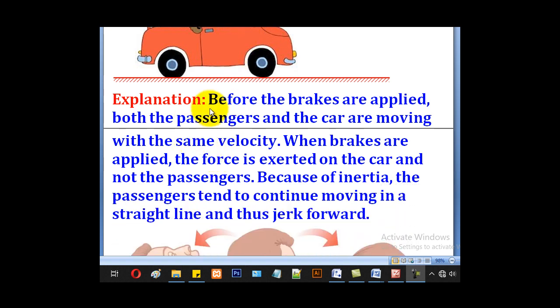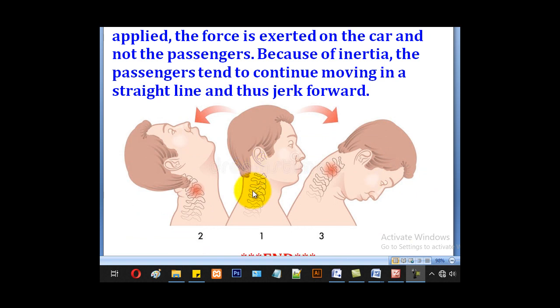So before the brakes are applied, both the passengers and the car are moving with the same velocity. When brakes are applied, the force is exerted on the car and not on the passengers. Because of inertia, the passengers tend to continue moving in a straight line and thus jerk forward.